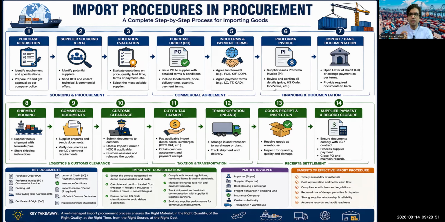And the important point to consider is to select the Incoterms. You have to define the responsibilities among the buyer and the sellers, calculate the landed cost, ensure the correct HS codes and classifications to avoid delays and penalties, comply with the import regulations, manage exchange rate risk and the payment securities, track your shipments, have strong communication with the banking channels at your country of origin and towards the suppliers, and evaluate supplier performance for continuous improvement. So this is about the import procedure and the procurement.